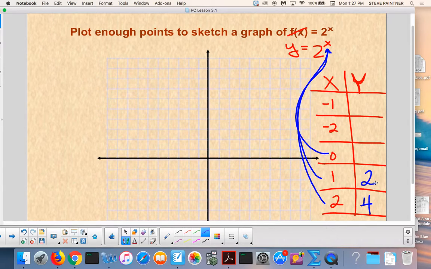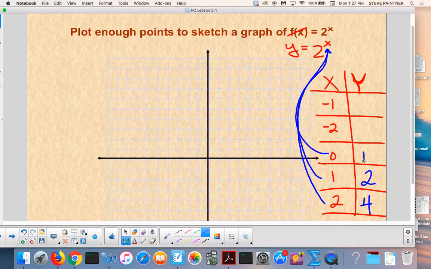It's 1. Hey guys, by definition, any number raised to the 0 power is what? 1. So if I say 2 to the 0 is 1, what's 3 to the 0? 1. 27 to the 0? 1. How about negative 27 to the 0? 1. Any number raised to 0 is 1. Okay? Now let's go here.